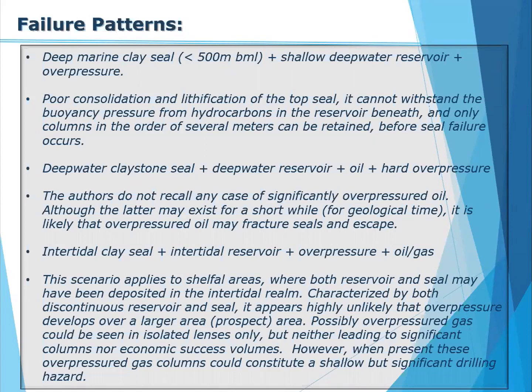So when we discuss failure patterns, one would be where we have a deep marine clay seal and a shallow reservoir beneath the mudline, less than 500 meters, plus an overpressure system. That cannot work because the overpressure is too big and the seal won't hold. Another failure would be poor consolidation and lithification of the top seal. Again, it cannot withstand the buoyancy pressure from the hydrocarbons in the reservoir beneath, and only columns in the order of several meters can be retained. So these are the tiny columns which we find sometimes in the deep water.